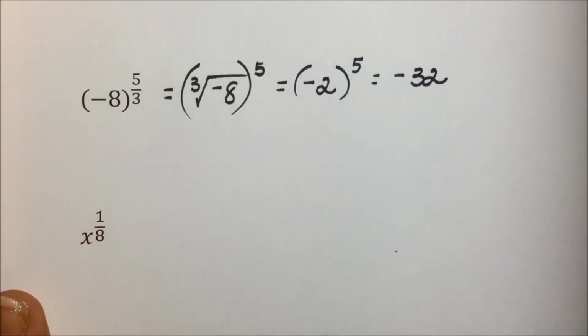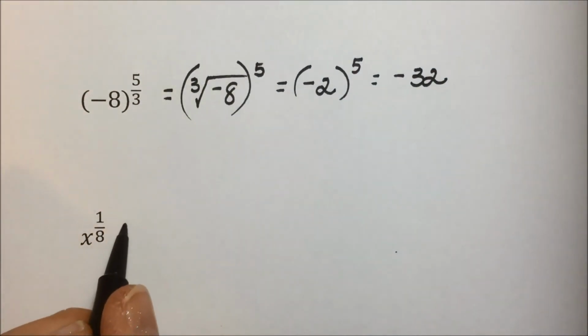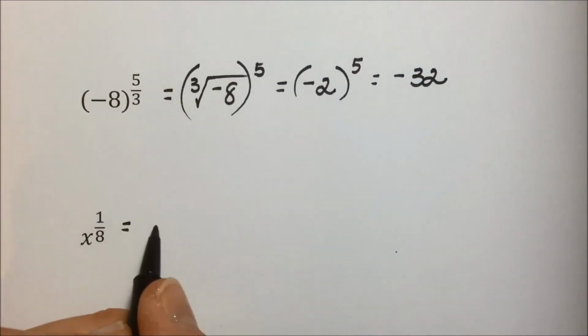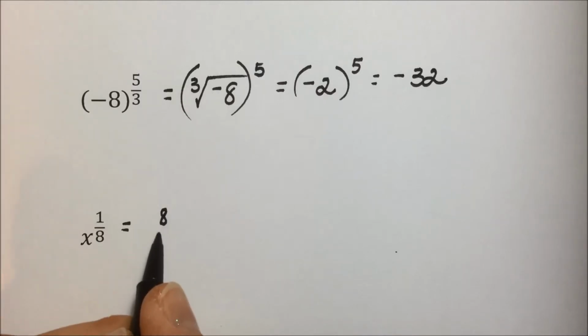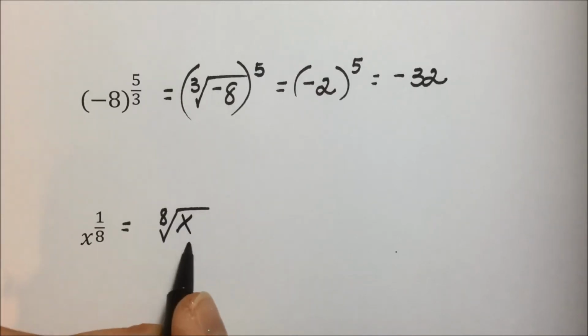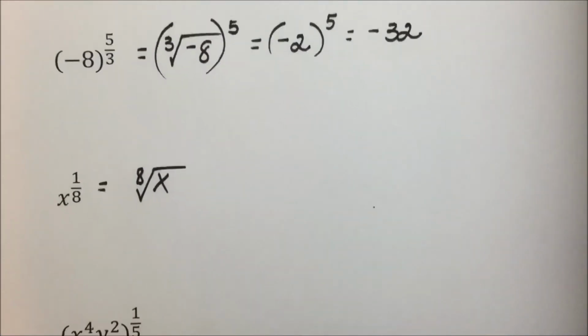A negative raised to an odd power is negative, and 2 times itself 5 times gives us a value of 32. X to the 1/8 power, as a radical, the denominator becomes our index, and since there is only x to the 1st power, there's nothing that we can do with this problem.